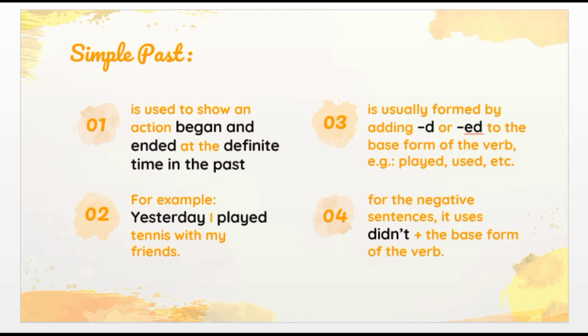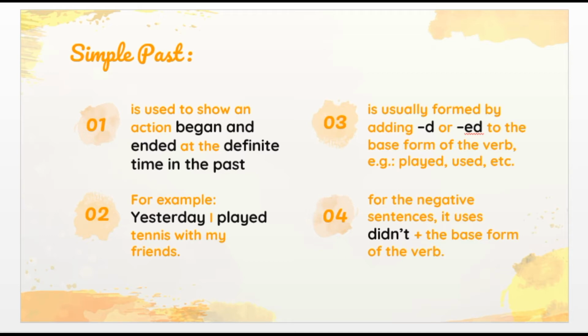Simple past tense is usually formed by adding d or ed to the base form of the verb. For example, from play into played, use into used. That happens for regular verbs, but for irregular verbs we have different forms. You can check your dictionary. For example, from make into made, from read into read, and so on. In the negative sentence it uses didn't followed by the base form of the verb. For example, yesterday I didn't play tennis with my friend. Yesterday I didn't make any pancake, and so on.